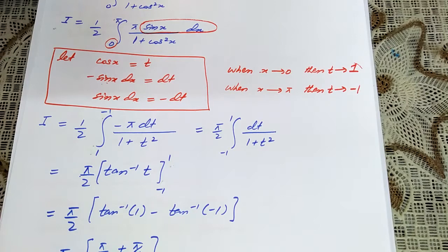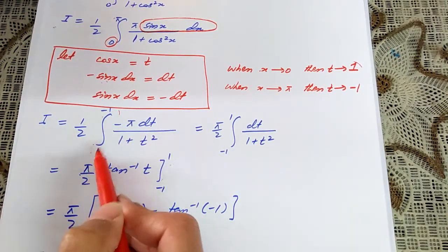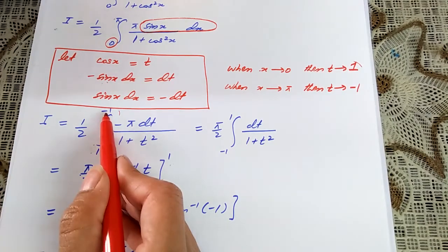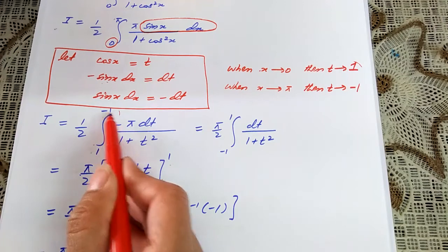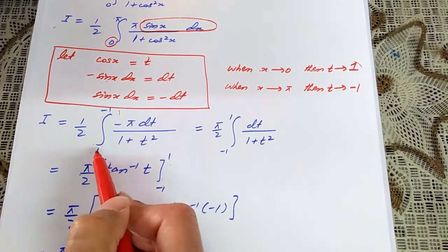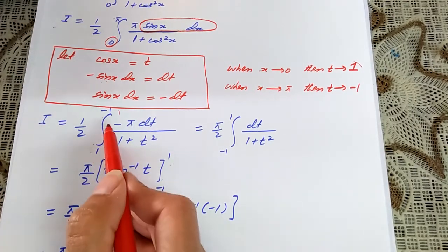Move this. I know that I can change this limit sign, the limit of integration, because the lower limit must be less than the upper limit, but here the upper limit is less. So just change the order of the limits of integration. If I am changing the order of the limits of integration, I need to write the negative sign.